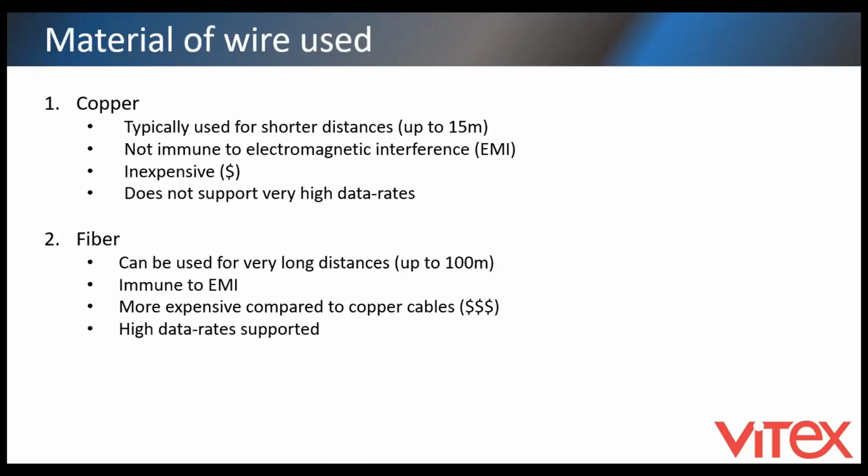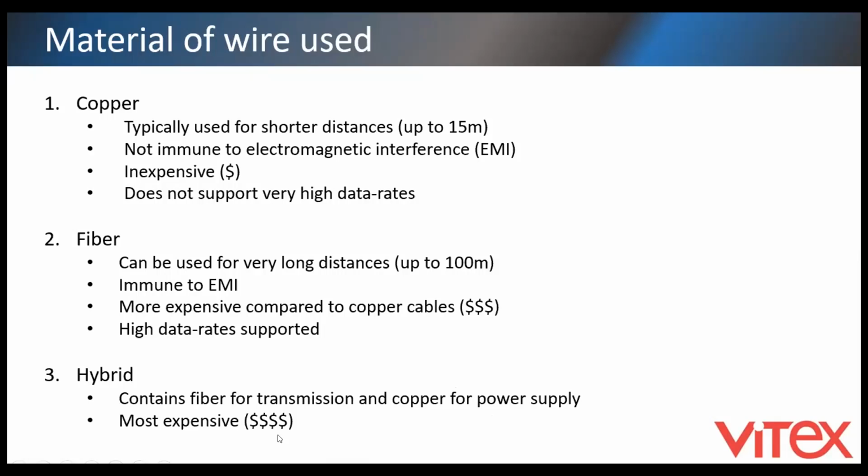Compared to copper cables, these are more expensive. As you can see, the price is almost twice when compared to those copper cables. And since you're using light for transmission, it can support higher data rates, up to 20 Gbps and even more for these specific cables. The third type of material is hybrid.